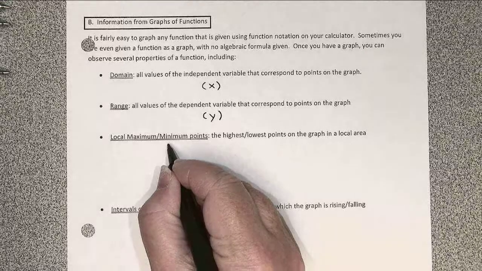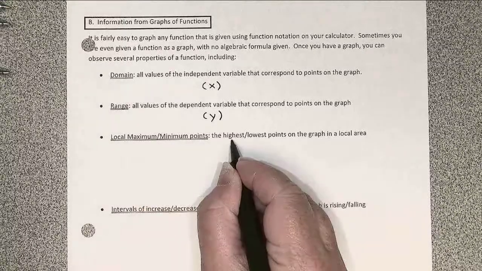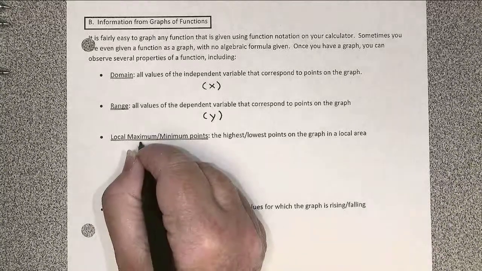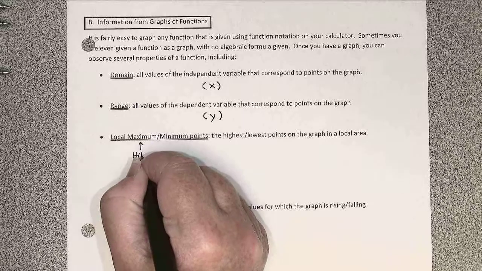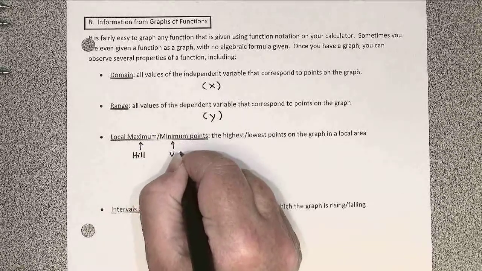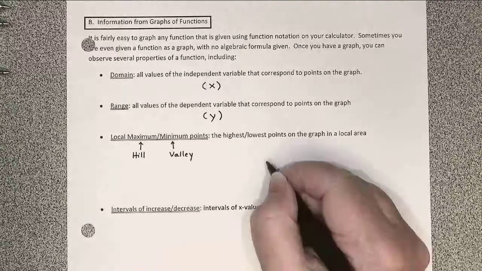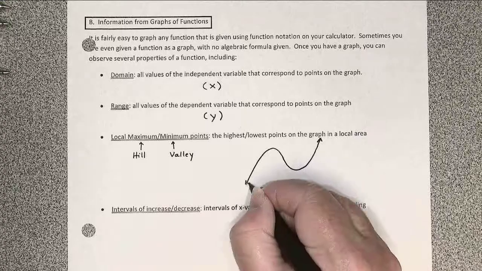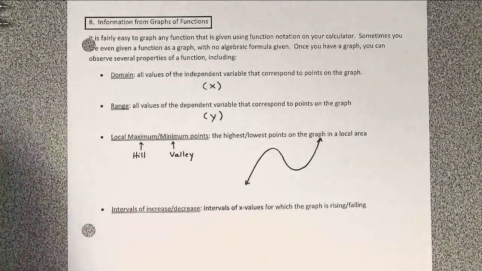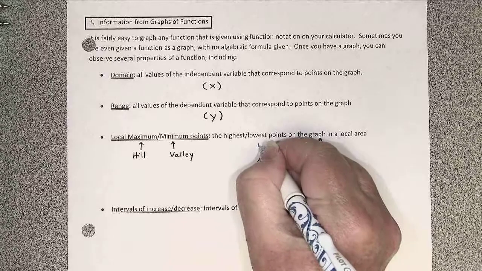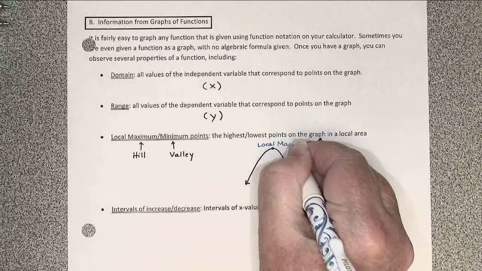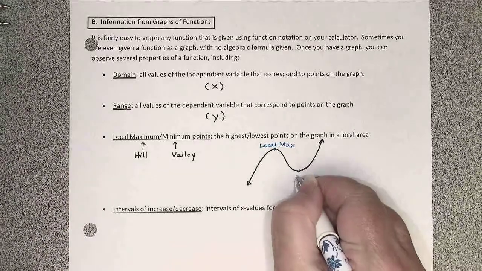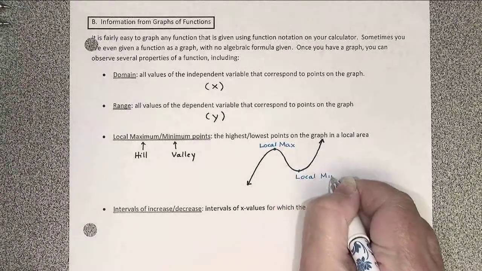Next, we have local maximum and minimum points, which are the highest and lowest points on the graph within a certain local area. I like to think of the local maximum as being the top of a hill and the local minimum as being the bottom of a valley. If I had a graph like this, I would be able to say that I have a local maximum right here because that is the top of a hill. And I would have a local minimum right here because that is the bottom of a valley.